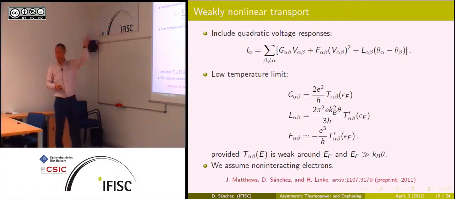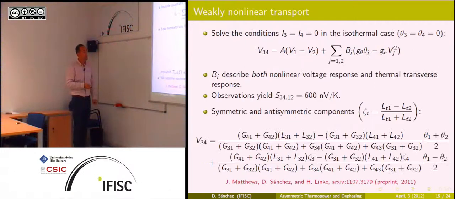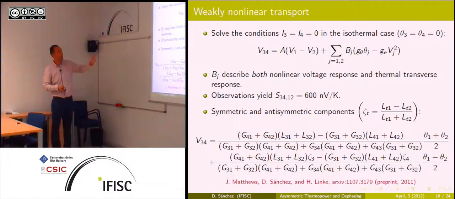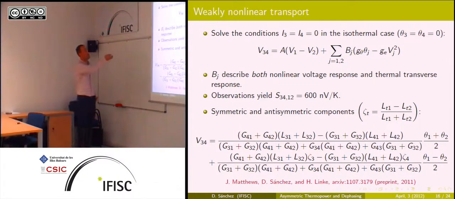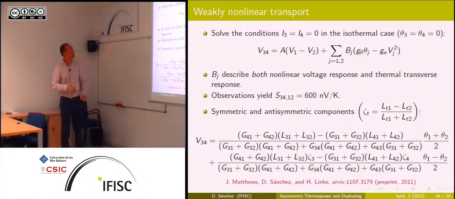We extend this, as I said, multiterminal scattering approach, and then, okay, I can tell you the final result. You have to solve your system of equations with the condition that the current through terminals 3 and 4, which are your voltage probes, is zero, no current flowing through these probes. And then you have temperature applied only to terminals 1 or 2. Then this is your voltage, some complicated formula.